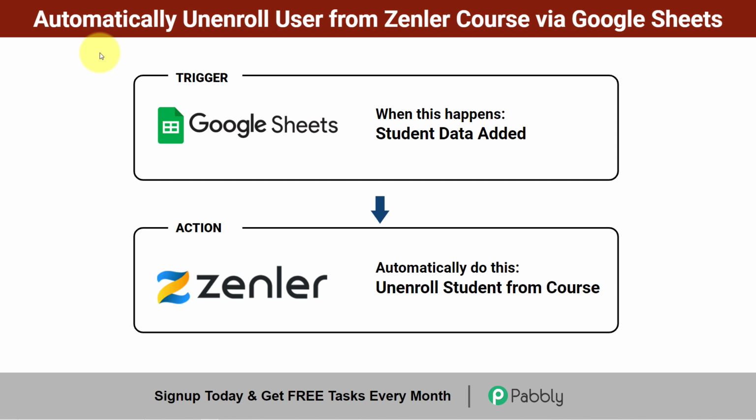In this video, I will show you how you can automatically unenroll the user from Zenler course via Google Sheets. So here, you just need to add the student data in your Google Sheets and those students will be unenrolled from the course of Zenler automatically. So if you also want to learn how you can automate this process, then come with me and I will show you everything step by step.